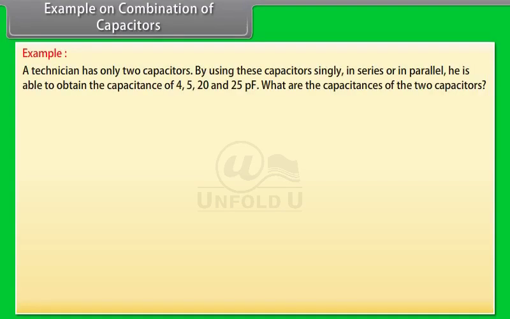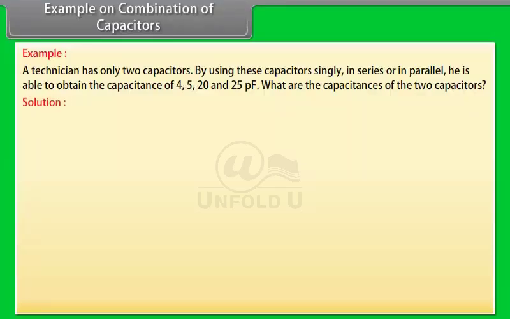Example on combination of capacitors. Let's take an example on combination of capacitors. A technician has only two capacitors. By using these capacitors singly, in series or in parallel, he is able to obtain capacitances of 4, 5, 20 and 25 picofarad. What are the capacitances of the two capacitors?